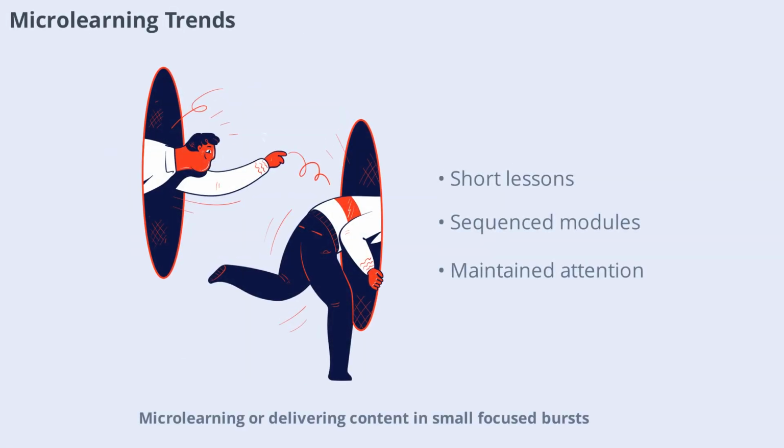Microlearning, or delivering content in small, focused bursts, is a growing trend in adaptive learning. Short lessons and activities fit easily into busy schedules and help maintain attention. Adaptive platforms can sequence microlearning modules based on student progress, ensuring that each learner receives the right content at the right time. This approach is especially effective for adult learners and professional development.